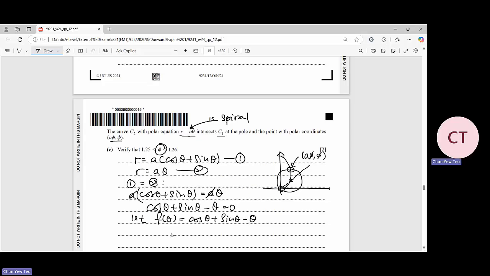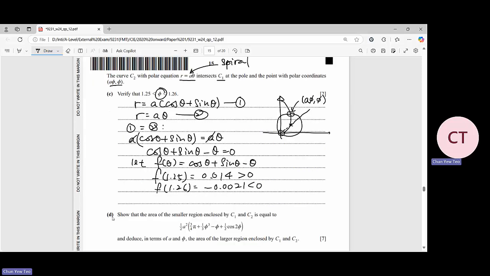What I need to do is to check the values 1.25 and 1.26 by using the calculator. Remember, change your calculator into radian mode. So over here, you will get 0.014, that is positive, and then negative 0.0021, negative. So you can see that there's a change of the signs.